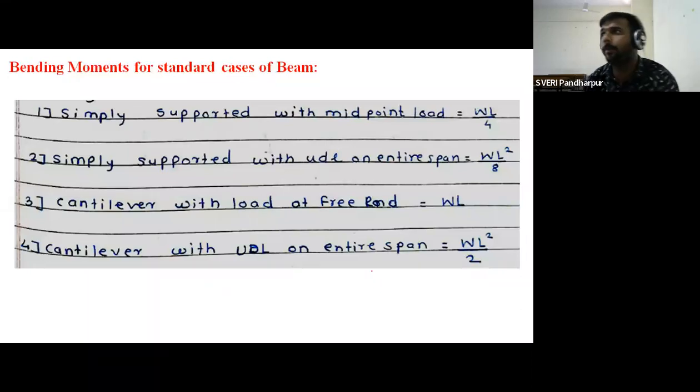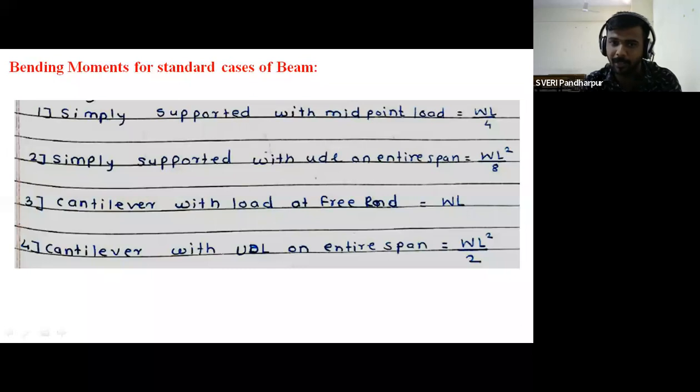In the chapter on bending stresses in beams, these four formulas are very, very important. M upon I is equal to sigma upon y is equal to E upon R. To find M, you need to know these four formulas, because in that particular statement they mention the type of beam and the type of load, and according to that we have to choose one formula.